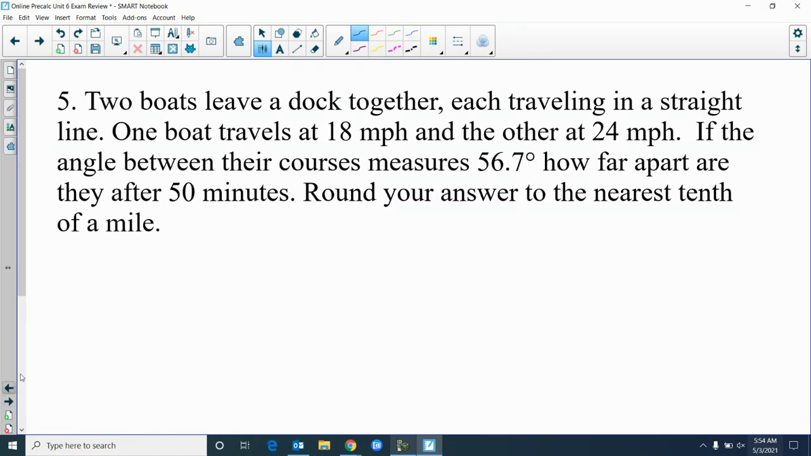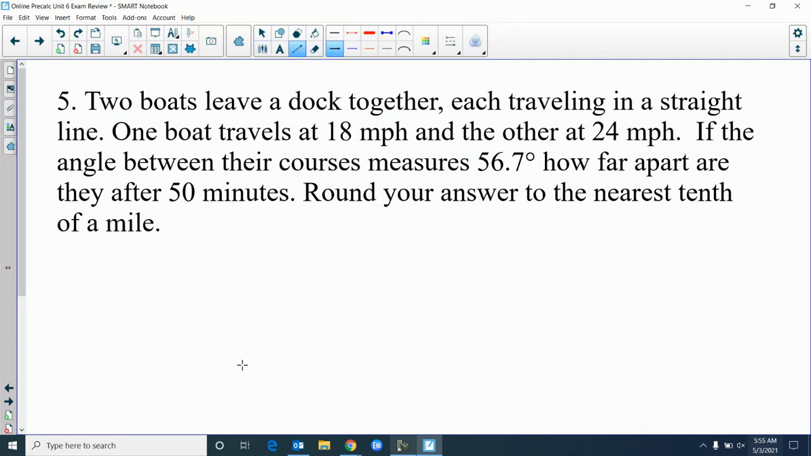Now, the last one for this unit, number 5, ends up being a trig application problem. Two boats leave a dock together, each traveling in a straight line. One boat travels at 18 miles per hour, the other at 24. If the angle between their courses measures 56.7 degrees, how far apart are they after 50 minutes? Round your answer to the nearest tenth of a mile.